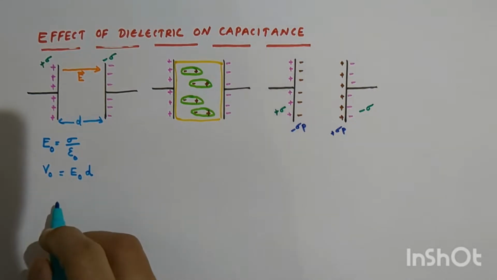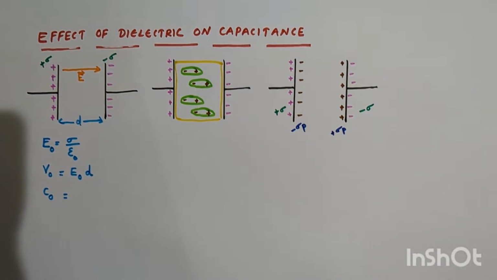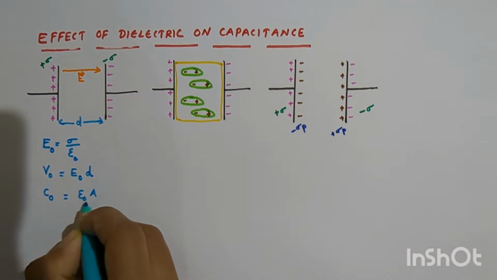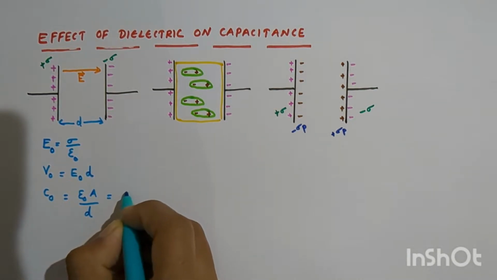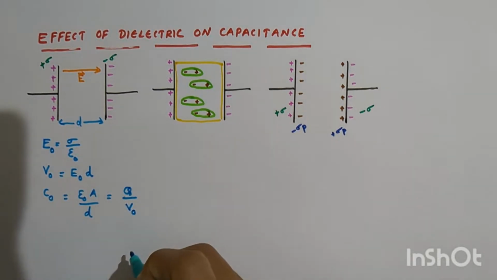Now we have the expression for the capacitance of a parallel plate capacitor. Here I am representing it as C0. This C0 is equal to epsilon 0 A divided by d. Or this can also be written as C0 is equal to Q by V0, that is, the charge on the capacitor divided by the potential difference V0.